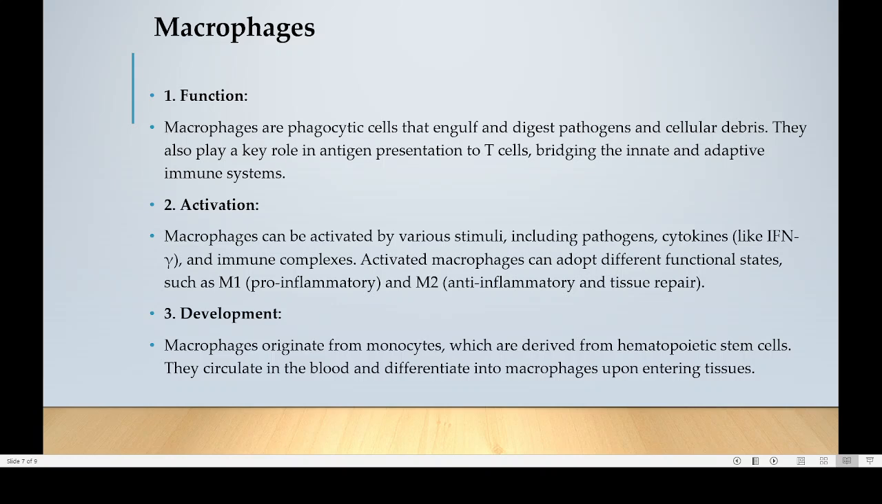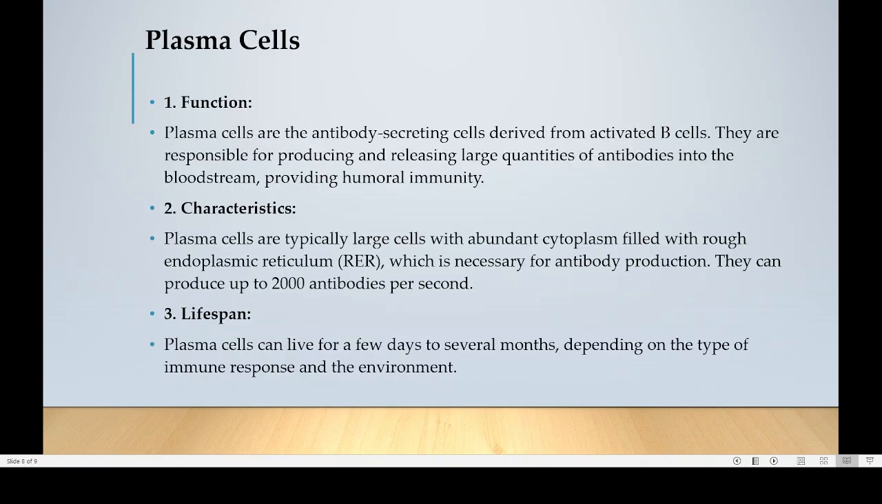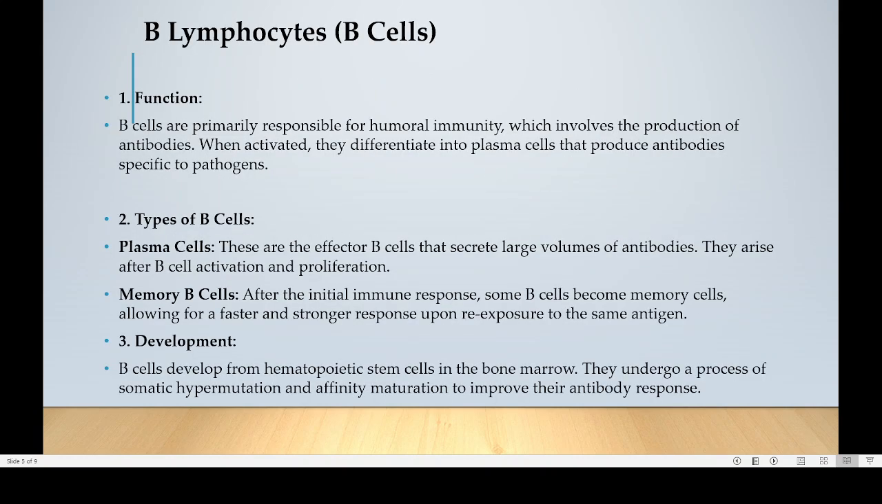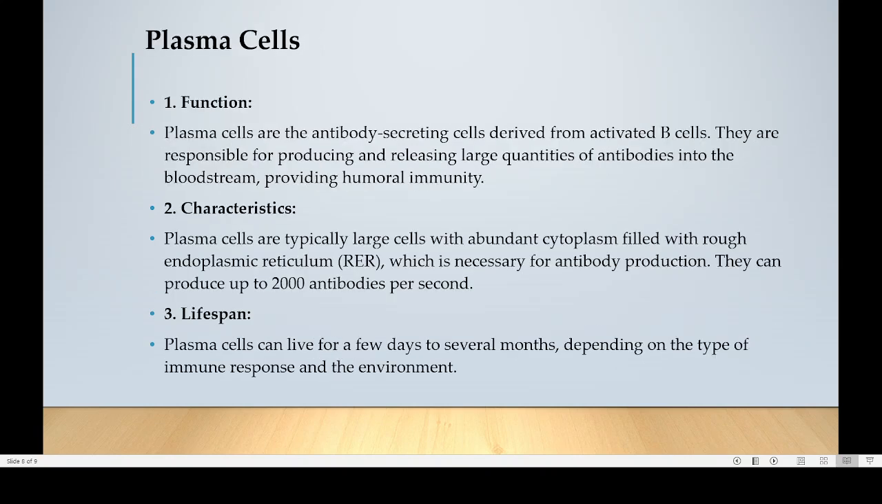So this is an idea regarding what are macrophages and what are natural killer cells. Then we have plasma cell. Plasma cell we have already discussed. The main function of the plasma cell is that they are primarily concerned with producing antibodies. So plasma cells are antibody secreting cells derived from activated B cells. So whenever you hear the term plasma cell, always think that they are producing antibody.